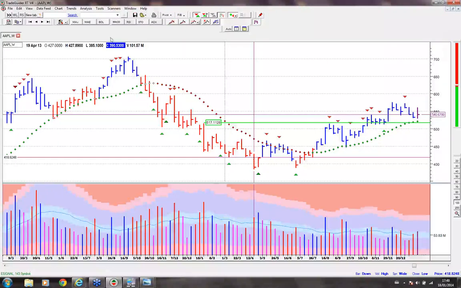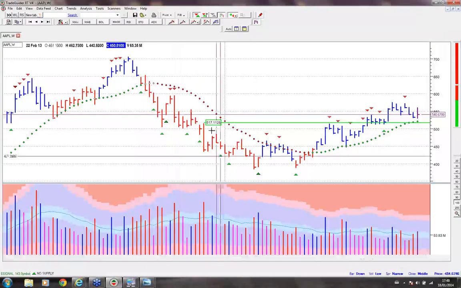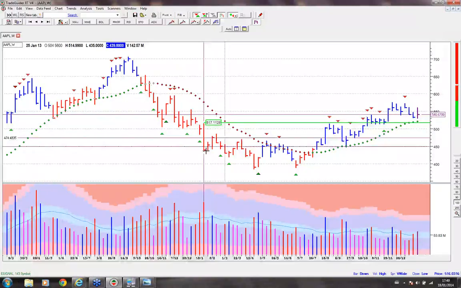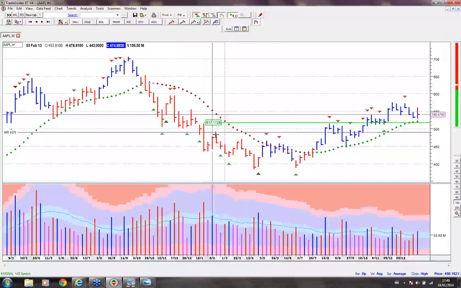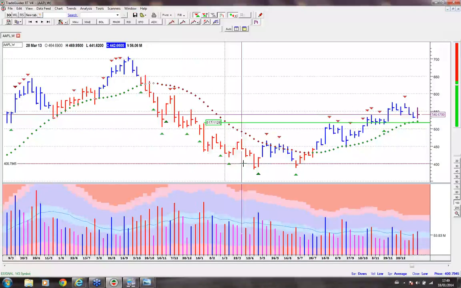So here we have a downtrend in Apple on the weekly chart. This is a weekly chart of the US stock Apple. This is falling through the ice. Its prior support was taken out with this bar, and Apple was marked down. Mind you, it had been in a very, very strong uptrend for a while.